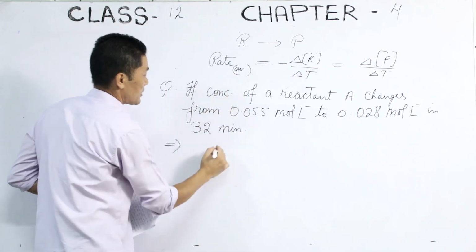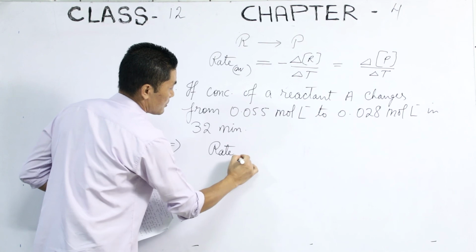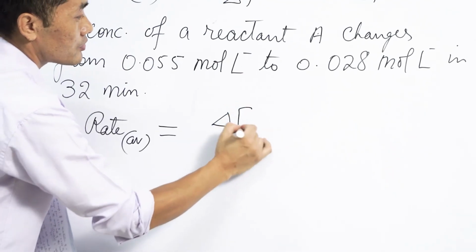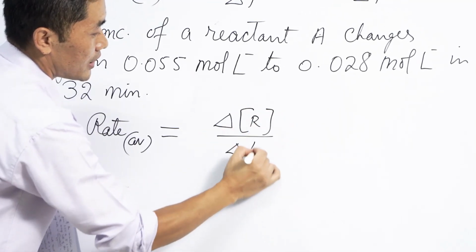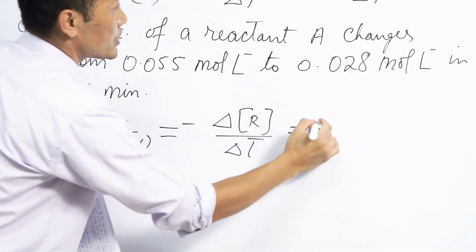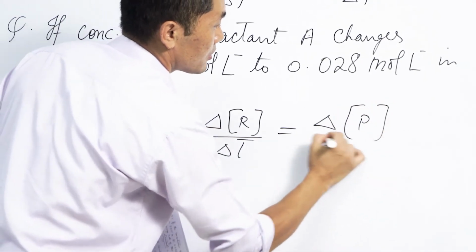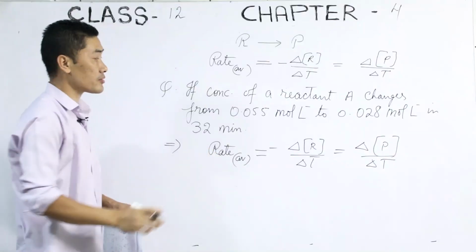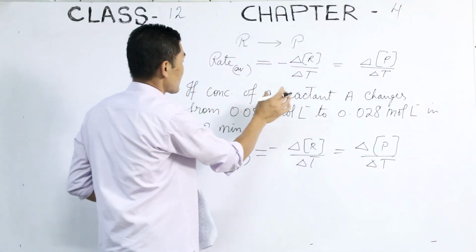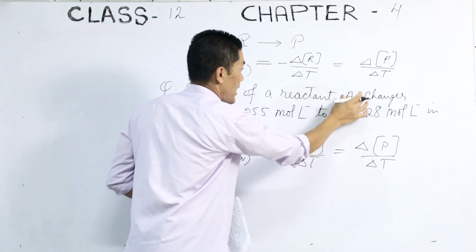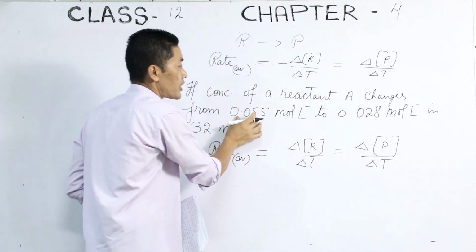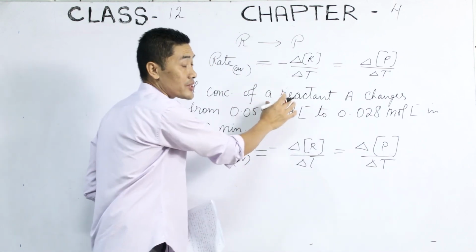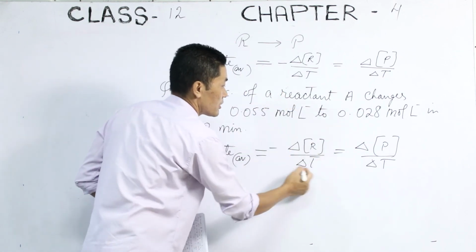To calculate the rate, the average rate will be given by the change in concentration of reactant divided by the change in time with a negative sign, or the change in concentration of product divided by the change in time. Any of these two we can use to calculate the average rate. Now here in the question, the concentration of reactant A changes from 0.055 to 0.028. The change in concentration of reactant is given, so we will use this relation.